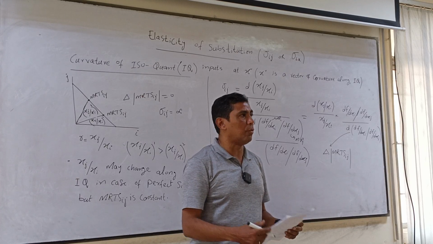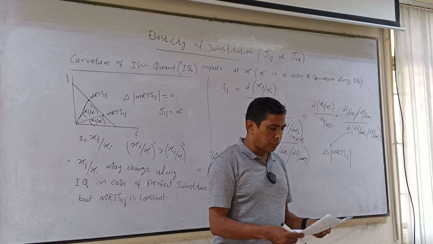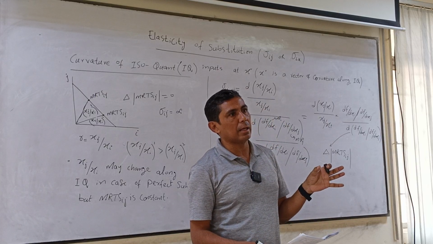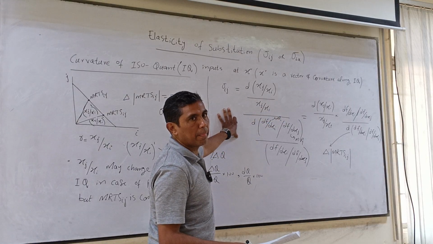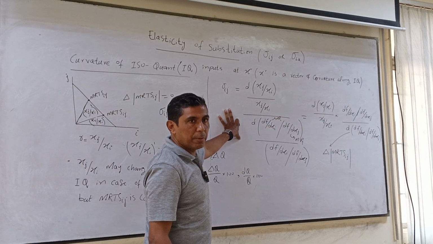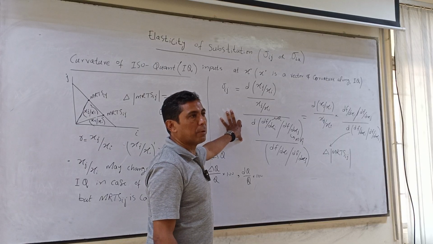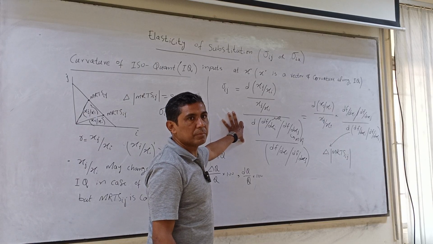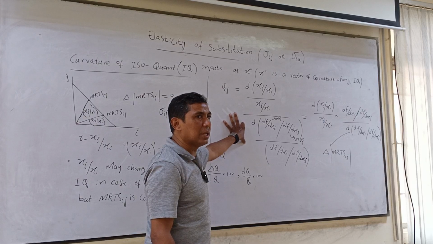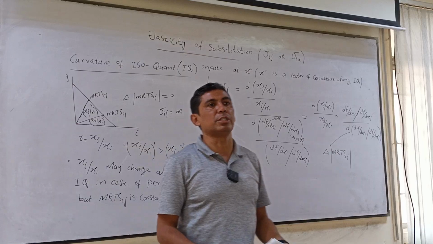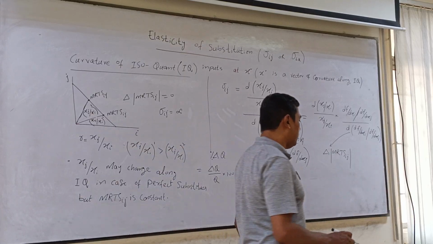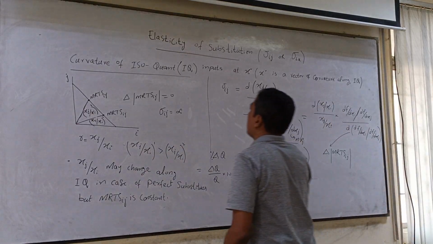Now let us move forward to the case of, for example, Cobb-Douglas preferences. These are the linear preferences, or the production function is linear, either log linear or linear. In the case of perfect substitutes, the production function is linear. Now, for example, you have the Cobb-Douglas preferences.